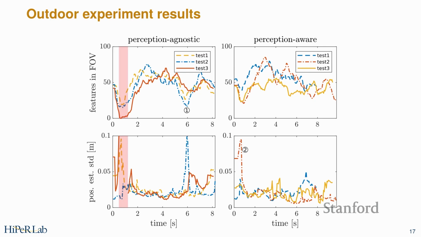And we can at least numerically show that the number of features we track is higher when we have the perception-aware planner. Specifically, without the perception-aware planner, there are regions where there are very few features. But if it plans with that in mind, we have more features, and also the uncertainty is lower. So this is one way to try and be smarter.